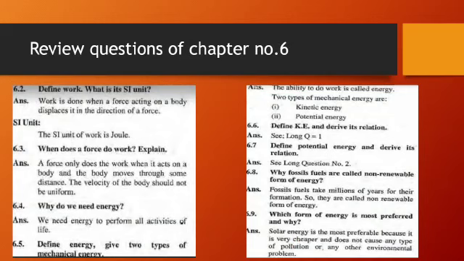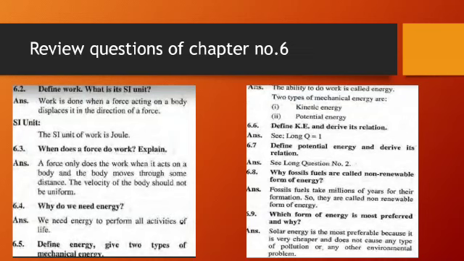You know the concept of work done in physics, that when you apply some force on a body and it covers some distance in the direction of force, you can find the work by multiplying force with the displacement covered. So the SI unit of work is joule. Now 6.3 is: when does a force do work? Explain. A force only does work when it acts on a body and the body moves through some distance.